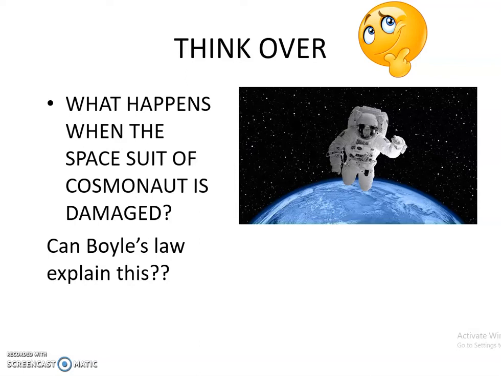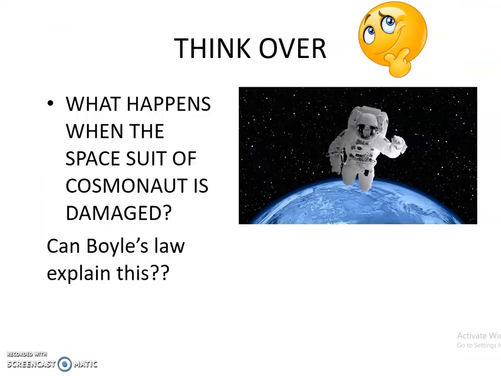Now, one question to all of you. Suppose cosmonauts are in space. We all know that these cosmonauts will be wearing space suits. Let us imagine if this cosmonaut's space suit is damaged. What will happen? Can Boyle's law help to give you the answer for this? Just think of it. Yes, we will see in the next video. During the next video, we will see the answer to this question.